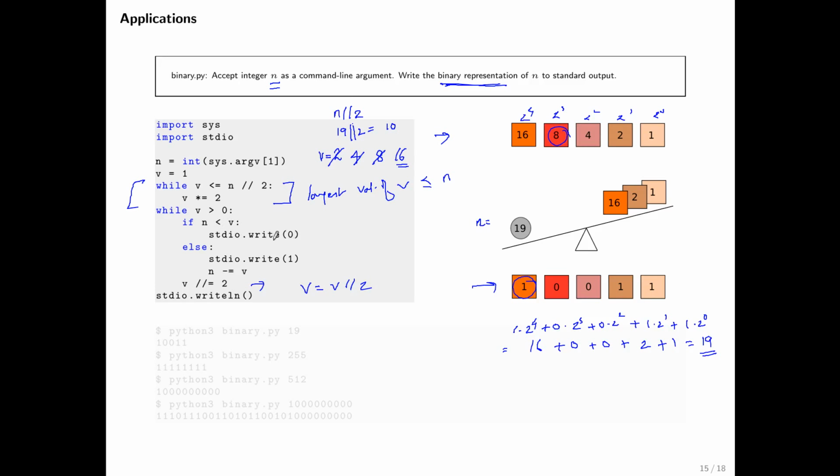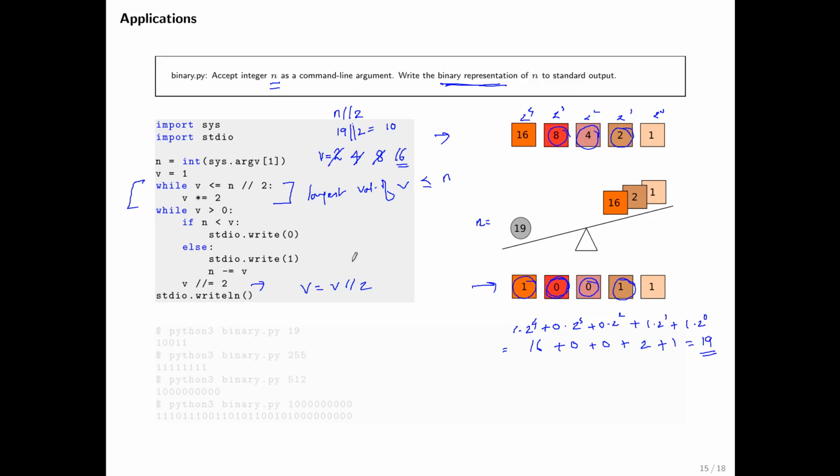So we end up writing 0. What we are saying is we don't need to include the weight 8, right? And then v becomes 4, so that's the next weight. Now 4 is greater than 0, so we are still in the while loop. Is 4 greater than 3? It is, so we write 0, and we cut the value of v by half. So v now is 2. Is 2 greater than 0? Yes. Is 2 greater than 3? It's not. So we end up here and we write 1.